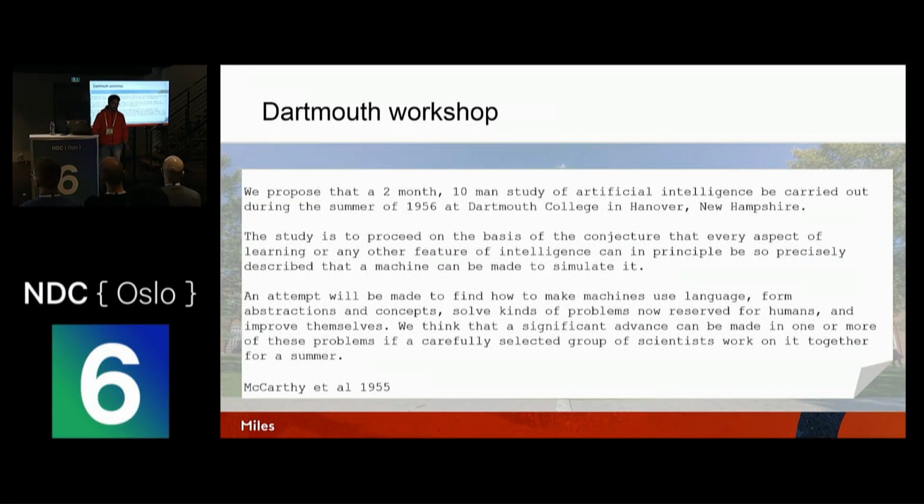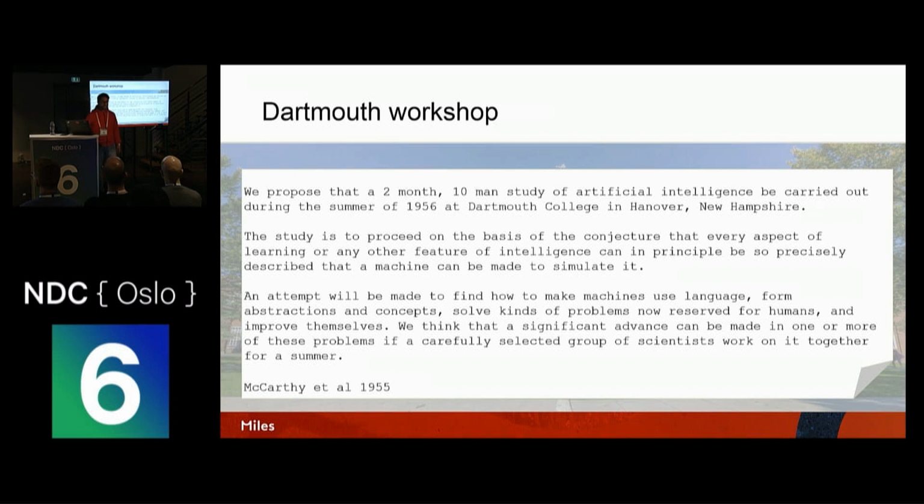Basically, they proposed that if they worked during the summer, just two months with 10 persons, they would try to study every aspect of learning or any other feature of intelligence, so that they could describe it so that a machine can execute it. They thought that if they selected the right persons, they would be able to make significant advances just during this summer. So here we are about 70 years later, and we still have not delivered on these promises.